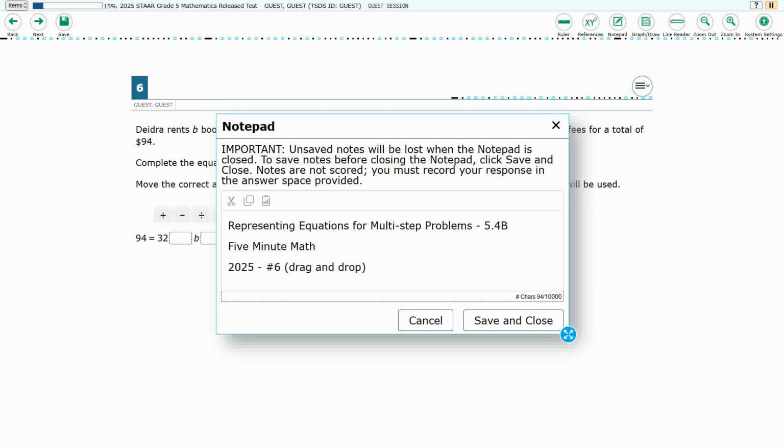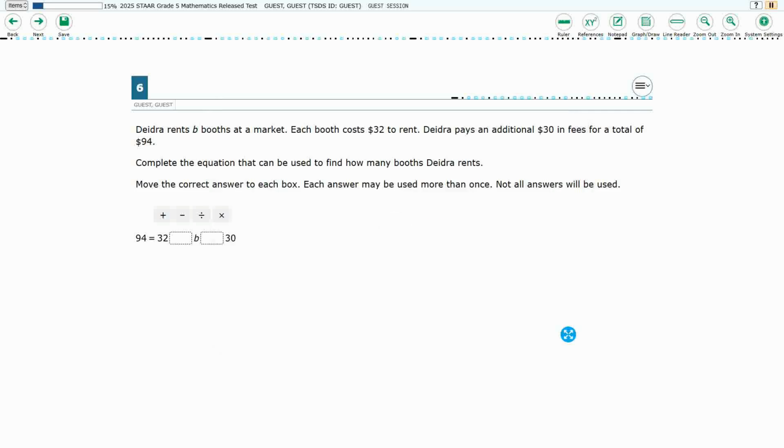Today we are looking at the fifth grade concept of representing equations for multi-step problems. This is Standard 5.4b in the great state of Texas, and we are using item number 6, the 2025 release STAAR test. This is a new item type called drag and drop, and if you haven't done so already, please go ahead and take a moment to pause the video, work this problem out on your own, unpause it, and we will look at our answers together.